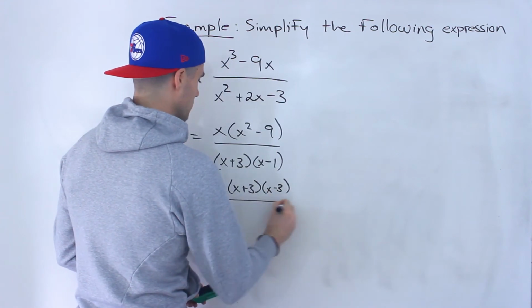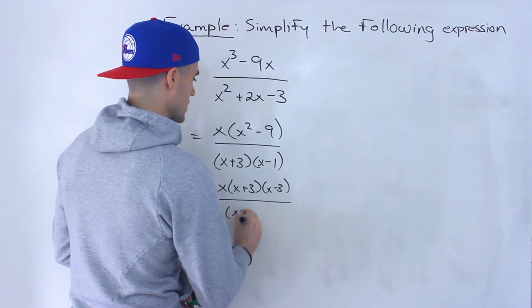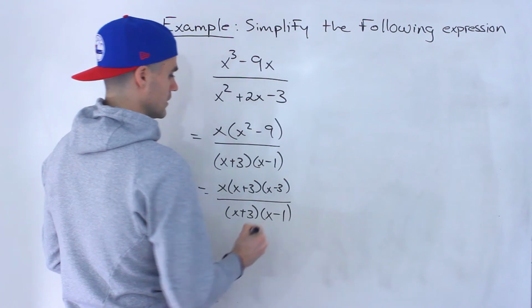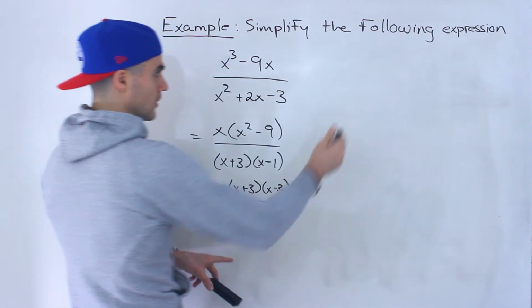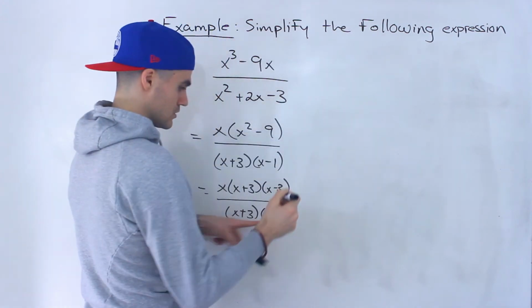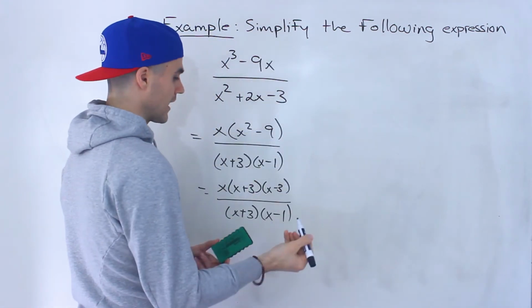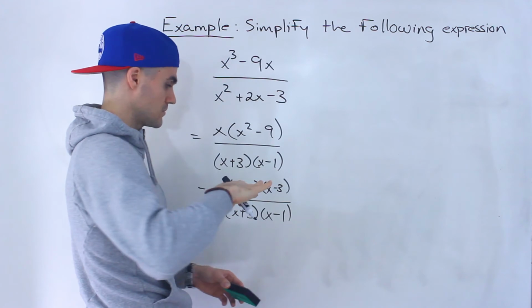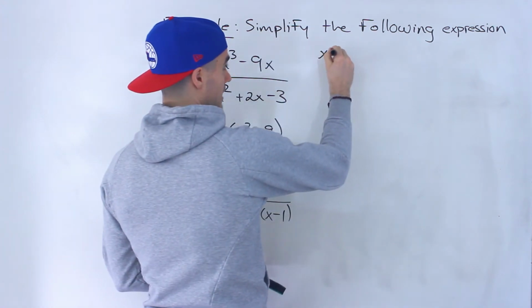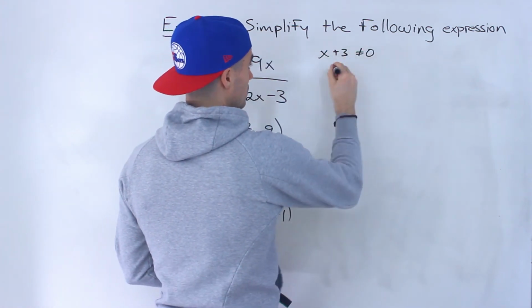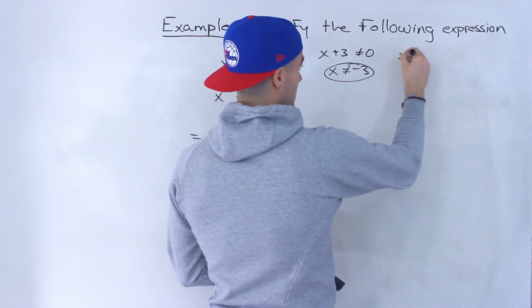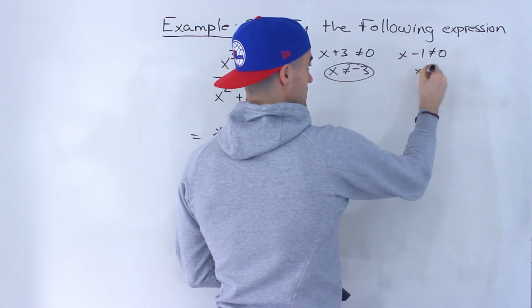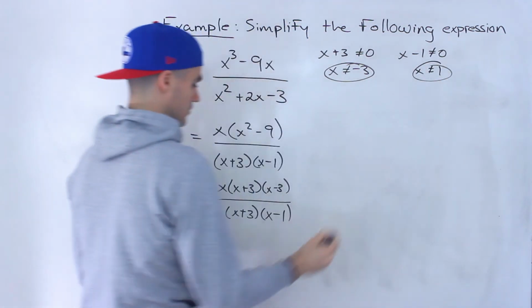Now, depending on your prof, at this stage, they may want restrictions, they may not. If they do, before canceling stuff out, you want to look at the denominators. The denominator can't ever be 0. You can't divide by 0, it makes it undefined. So x plus 3 can't equal 0, which means x cannot equal -3. That's one of the restrictions. And x minus 1 cannot equal 0, which means x cannot equal 1.